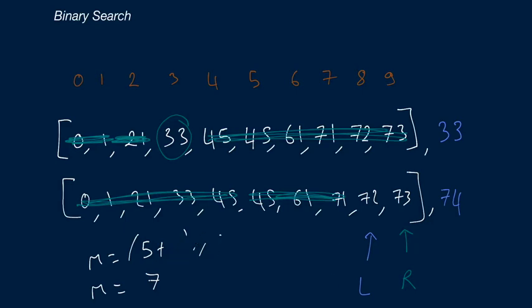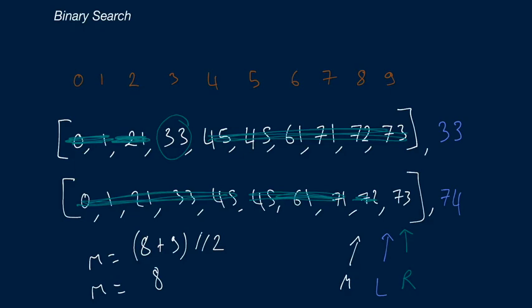Recalculate middle to be this time around 8 plus 9 divided by 2. 8 plus 9 divided by 2 is going to be what? 17 divided by 2. That's going to be 8.5. So our middle pointer, or 8 rather, is now going to overlap with the left pointer. 72 is less than 74, so we eliminate it again. We move our left pointer now here to overlap with the right pointer.